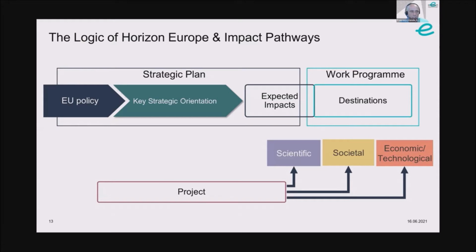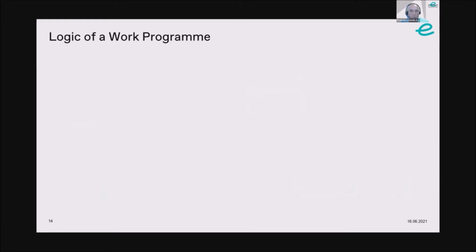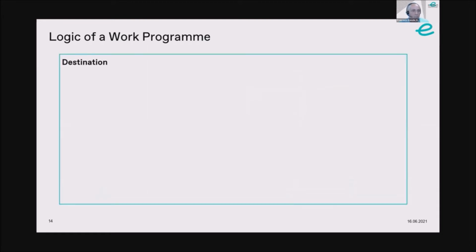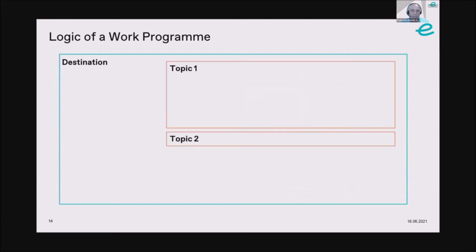So this is for the key impact pathways. If we drill down at the work program level, it also has a logic. And the logic is the following. So again, in the work program, you will find big chapters, which are destinations. And at the lower level, so-called topics. The topics are those areas, so these entries where you will actually submit a proposal. So you must have a topic in mind and answer the expected goals at the impact.